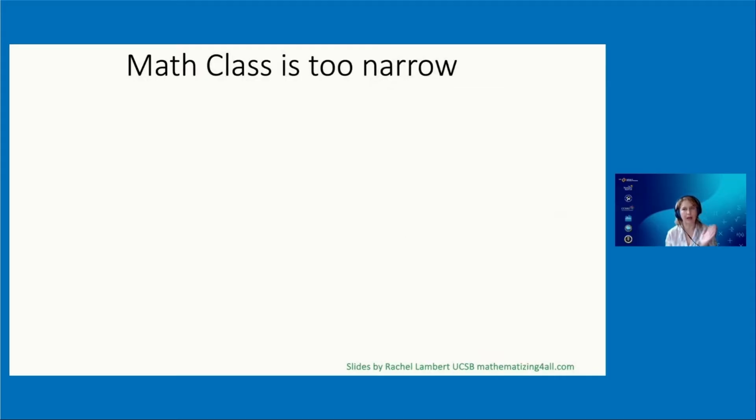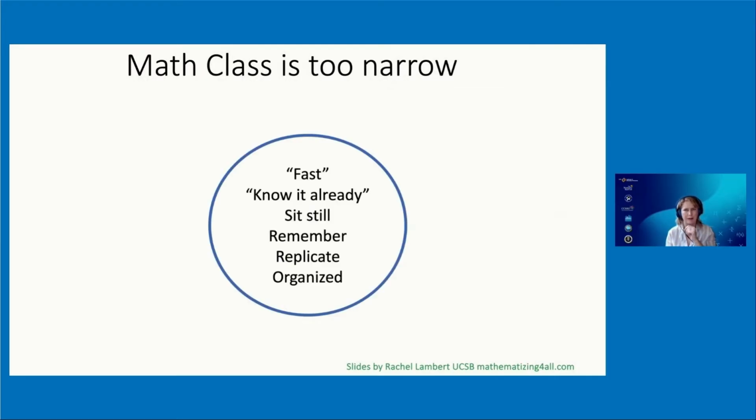So this first idea is math class is too narrow. What do we mean by that? Well, at the center of the way we normally plan math class, the way math class was designed in my day when I was in school in the 80s, math class really privileged those who were "fast." This is kid language. That's why it's in quotes in the research that I've done. The kids who are good at math are those that are fast, the ones that know it already. It also often privileges those who can sit still, who can remember well, who can replicate procedures after being shown them only once or twice, who are really organized.